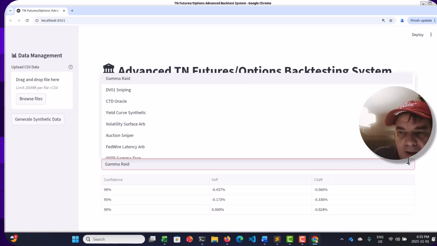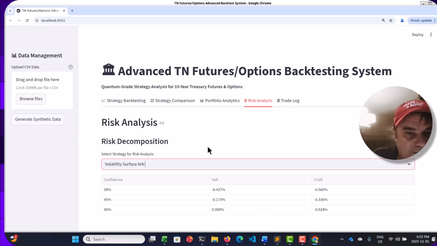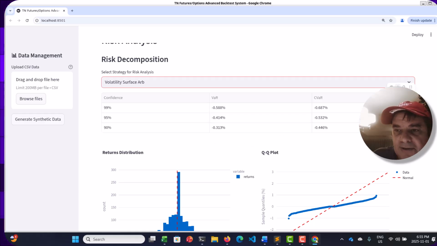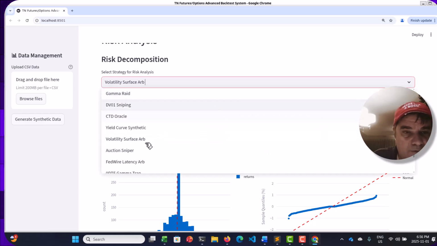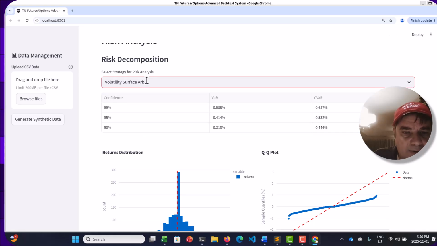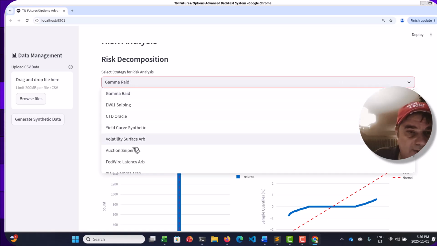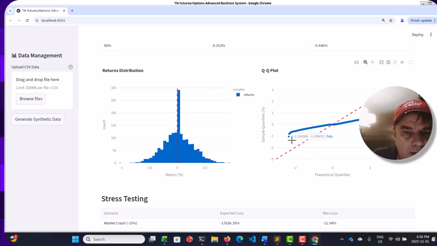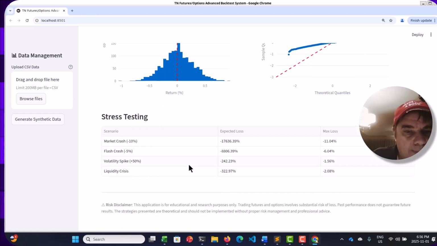So let's check out if I was to just focus on that volatility surface arbitrage. I'm going to assume it already gets loaded here. Volatility surface. We'll just see if gamma ray, does that change? No. Oh, there it is. Okay, let's load that in. So it does load in. Okay, so this is the volatility surface. Looking pretty good there. Very low risk. Daily return 0.05%. I mean, this is not bad.